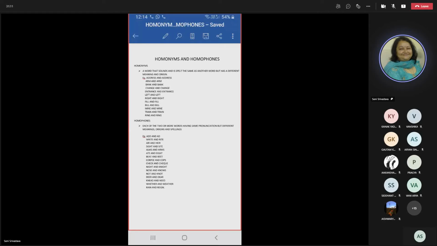Now, there are certain examples. Before we do homophones, we'll take up homonyms. A homonym is a word that sounds and is spelled the same as another word, but has a different meaning and origin. So, for example, like I said, notice and notice. Now, can anybody tell me what is the difference between notice and notice?